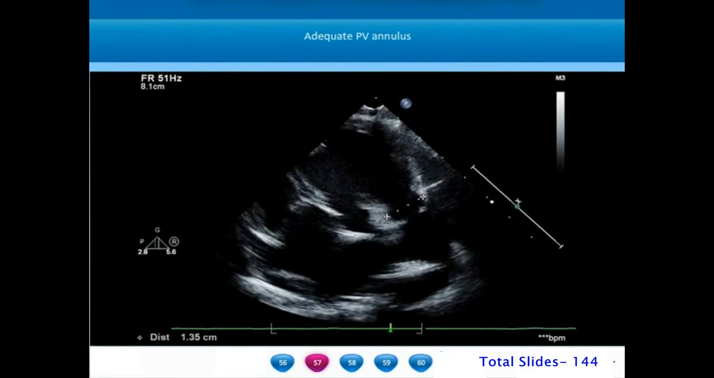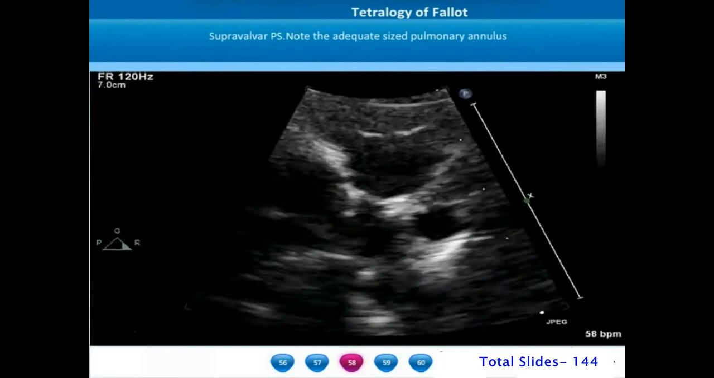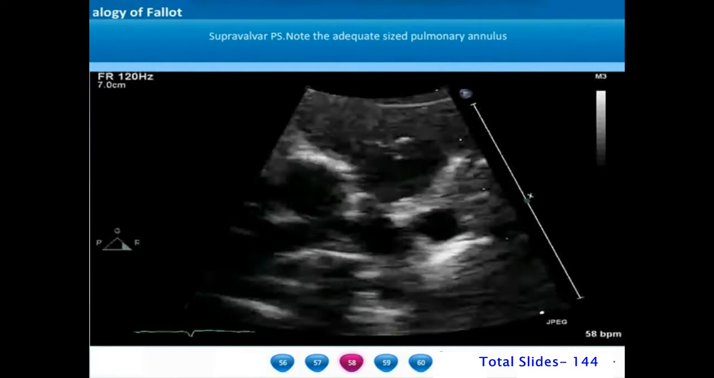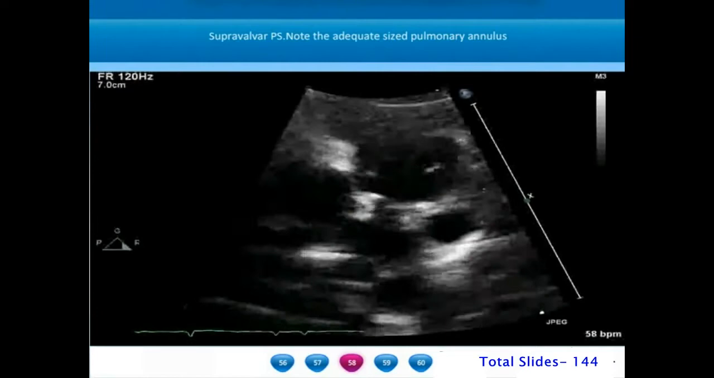Very rarely, tetralogy of Fallot may be associated with very minimal narrowing at the infundibulum and valvar level, but with severe supravalvar narrowing. In this parasternal short axis view, we can appreciate there is a severe distal main pulmonary artery supravalvar narrowing.